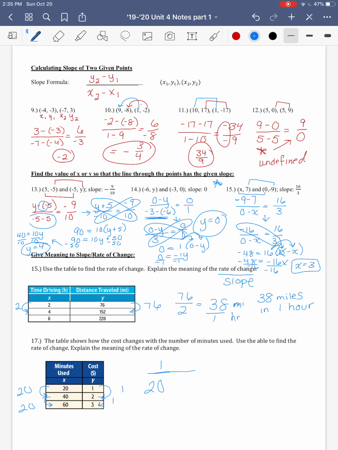So now I'm going to put my units in there. So my units for the 1 is $1, and my units for the 20 is minutes. So what that means is that for $1, well, we can say I can use or talk for 20 minutes.